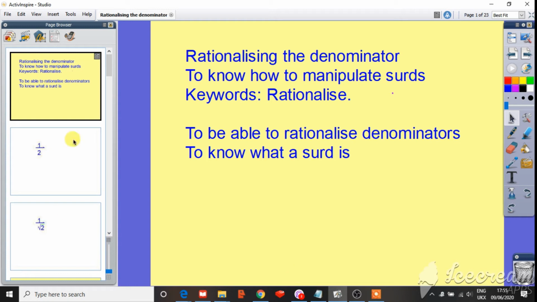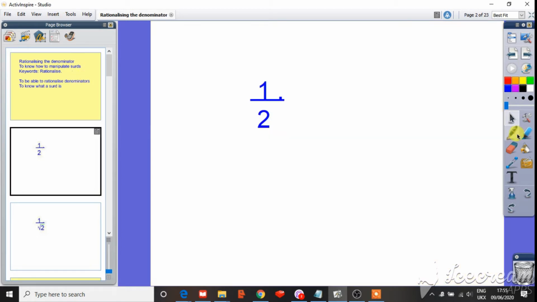Rationalising the denominator. It's an extension on how to do surds. You need to know what a surd is. I need to work with this. Right, let's do a nice question. A half. We'll still be used to a half.